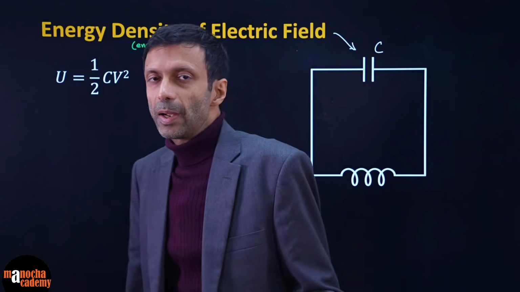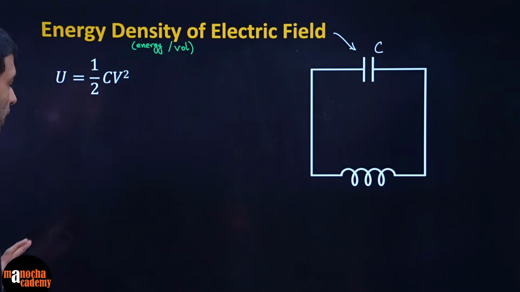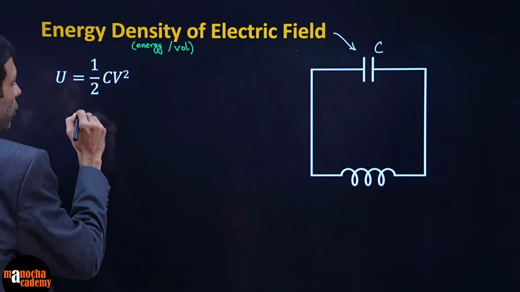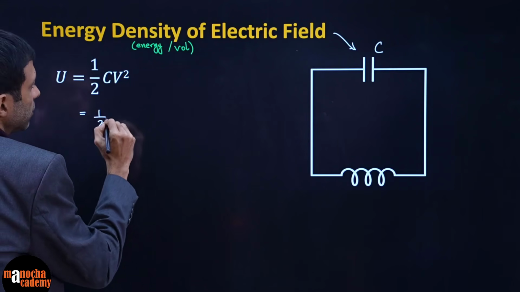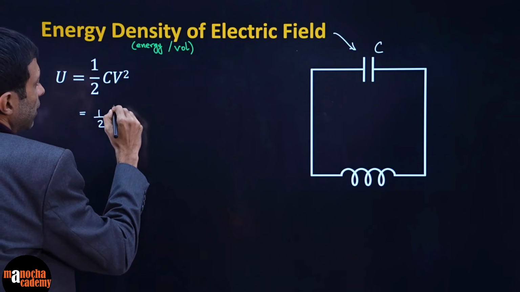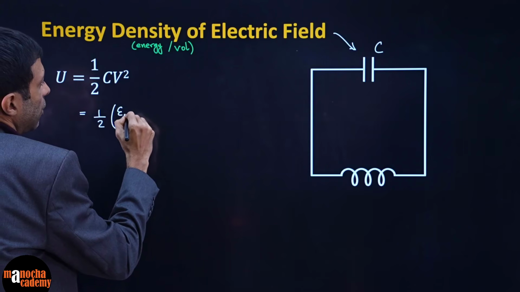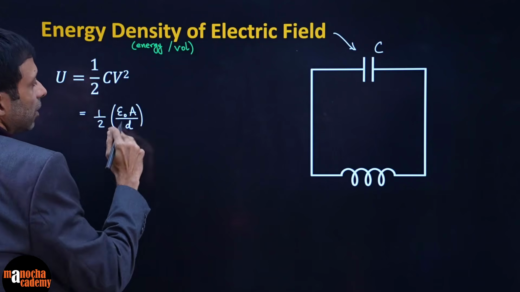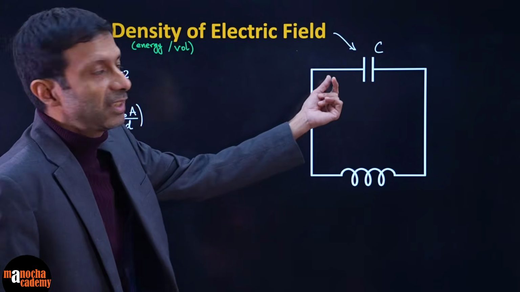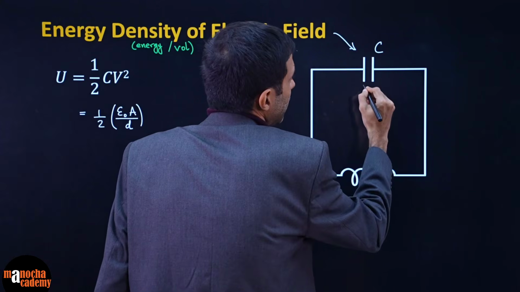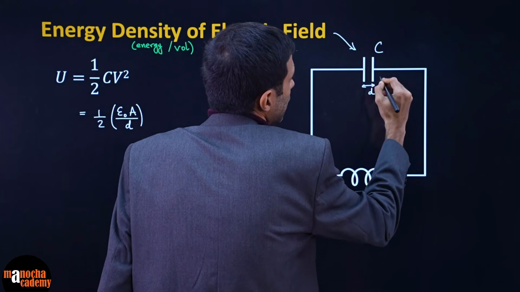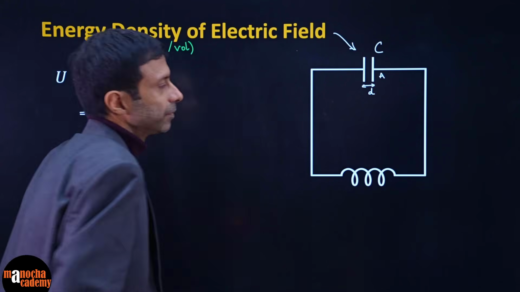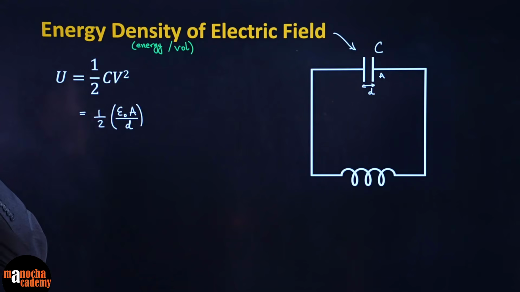Now capacitance of the capacitor, so we are considering a parallel plate capacitor. So capacitance, all of you remember the formula, half capacitance will be epsilon naught A by D. A is the area of the plates, D is the distance, remember? D is the distance between the two plates, A is the area of the plates. So I'm using parallel plate capacitor formula.